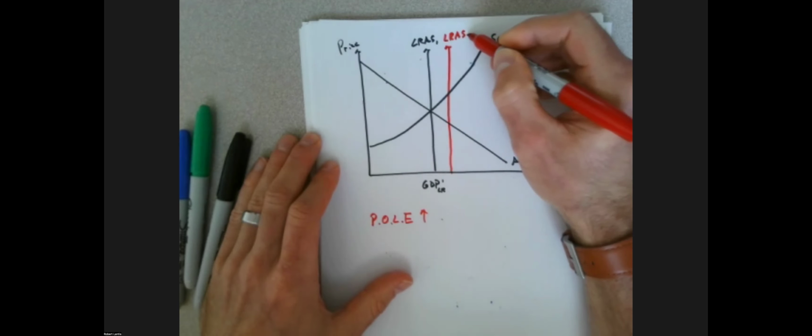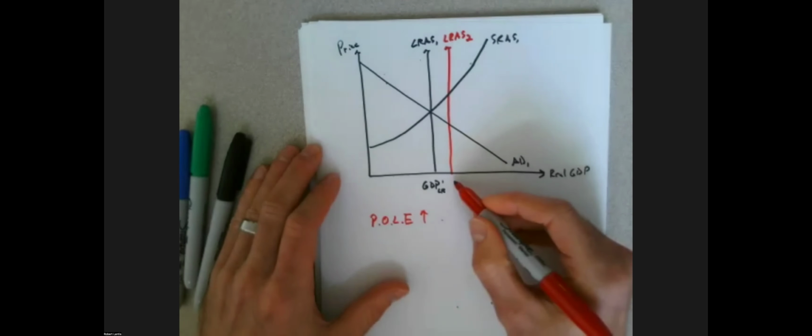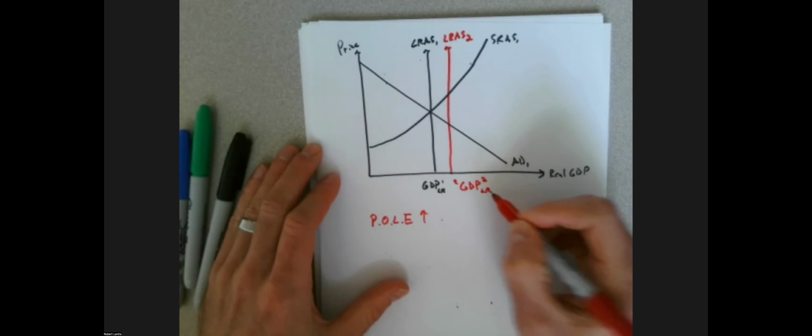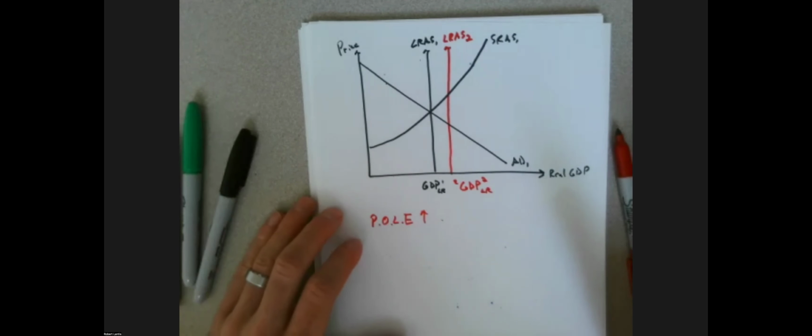If that's the case, here's my new long run aggregate supply. My new long run GDP is going to be up here. But aggregate demand hasn't changed. And I'll give you this simplifying assumption that short run aggregate supply hasn't changed either. Now, in reality, it probably does update a little bit, but not as much as long run aggregate supply. But I'll shut that down to make these a little bit easier to go through and solve.